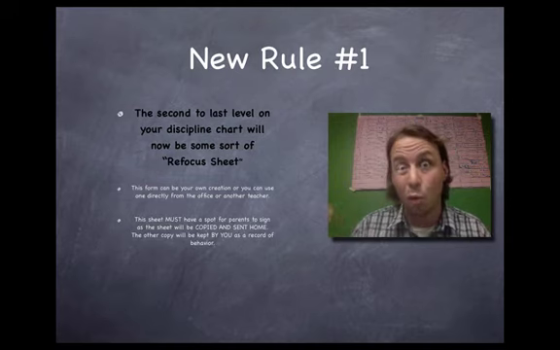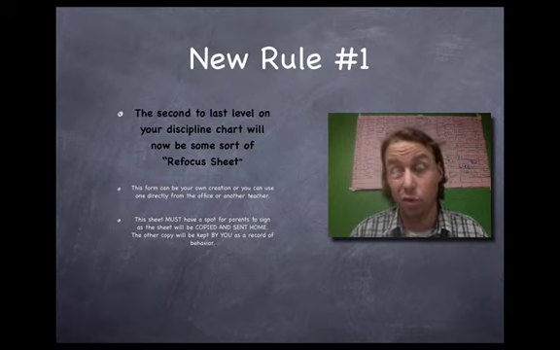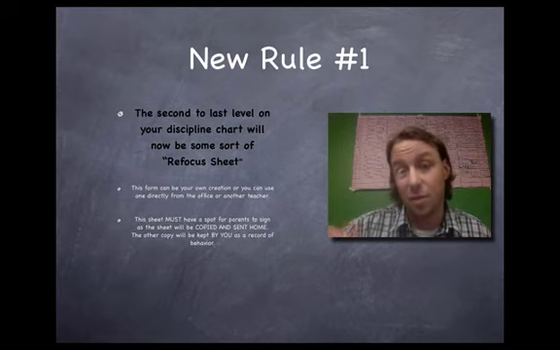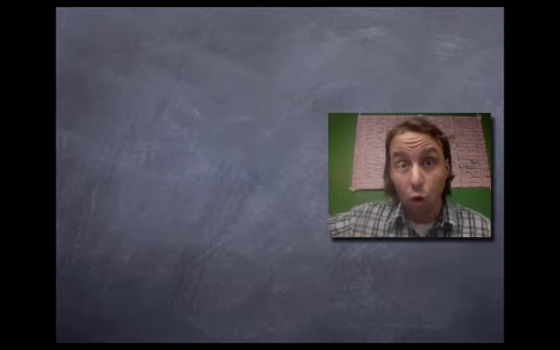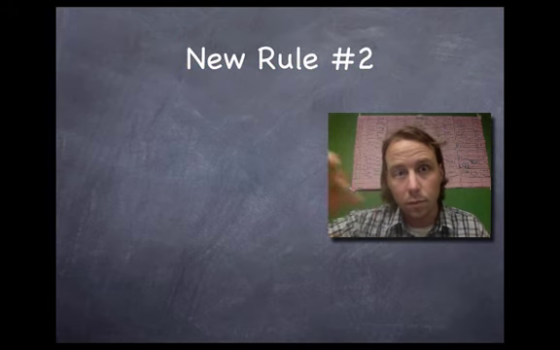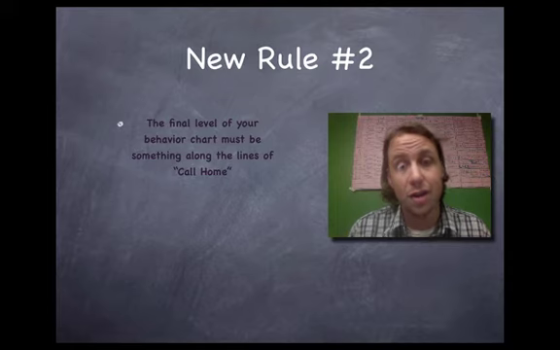It's going to help keep a record of behavior for kids who are chronic offenders or who are getting in trouble a lot. And hopefully that's going to get us some more sympathy and some more support if we actually have these offenses documented. So, okay, there you go. Rule number 2. The final level of our behavior chart is going to have something along the lines of call home.